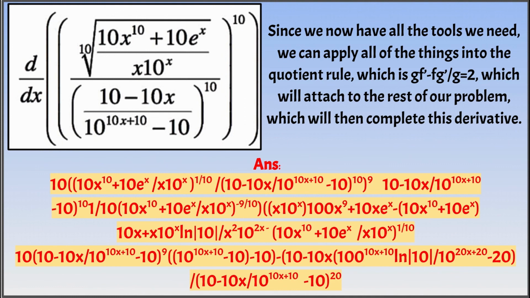Now if we put it all together this will be our answer. 10 times the actual function raised to the 9th power multiplied by g times f prime minus f times g prime all over g squared.